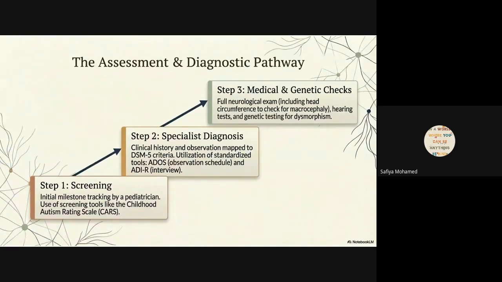All right, the assessment and diagnostic pathway. There are 3 steps to this: the assessing and the diagnosis. Assessing, step 1 is screening. Initial milestone tracking by a pediatrician, and use of screening tools like childhood autism rating scales. That is totally not in our hands, that is in the hands of the professionals.